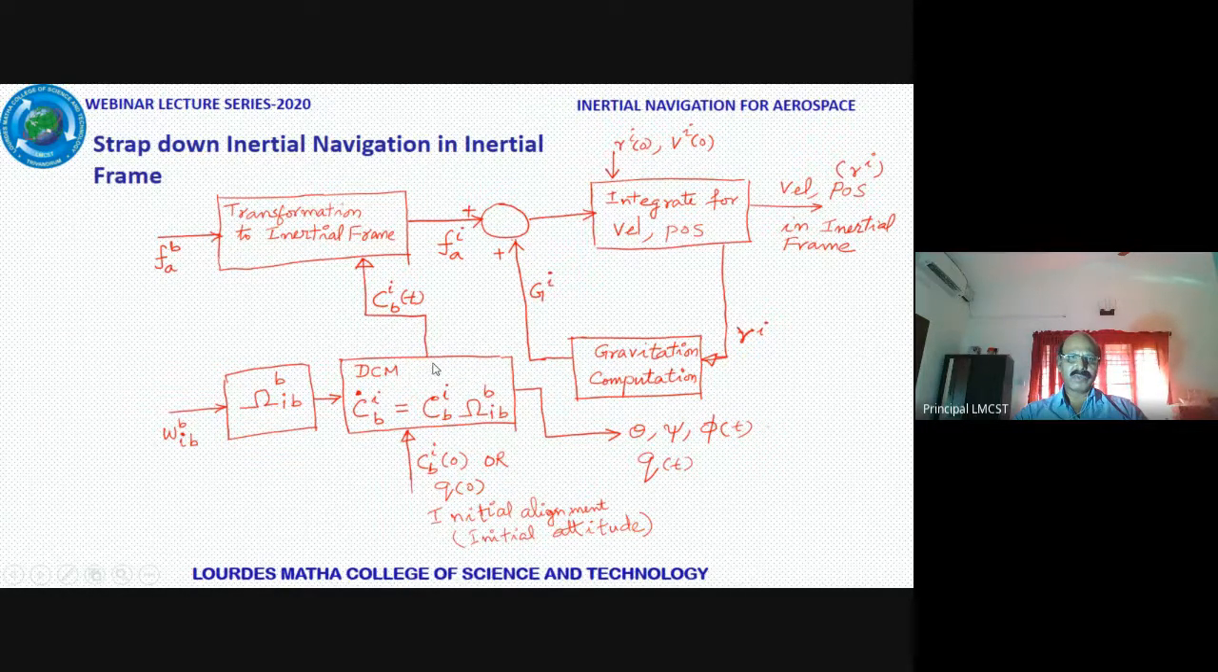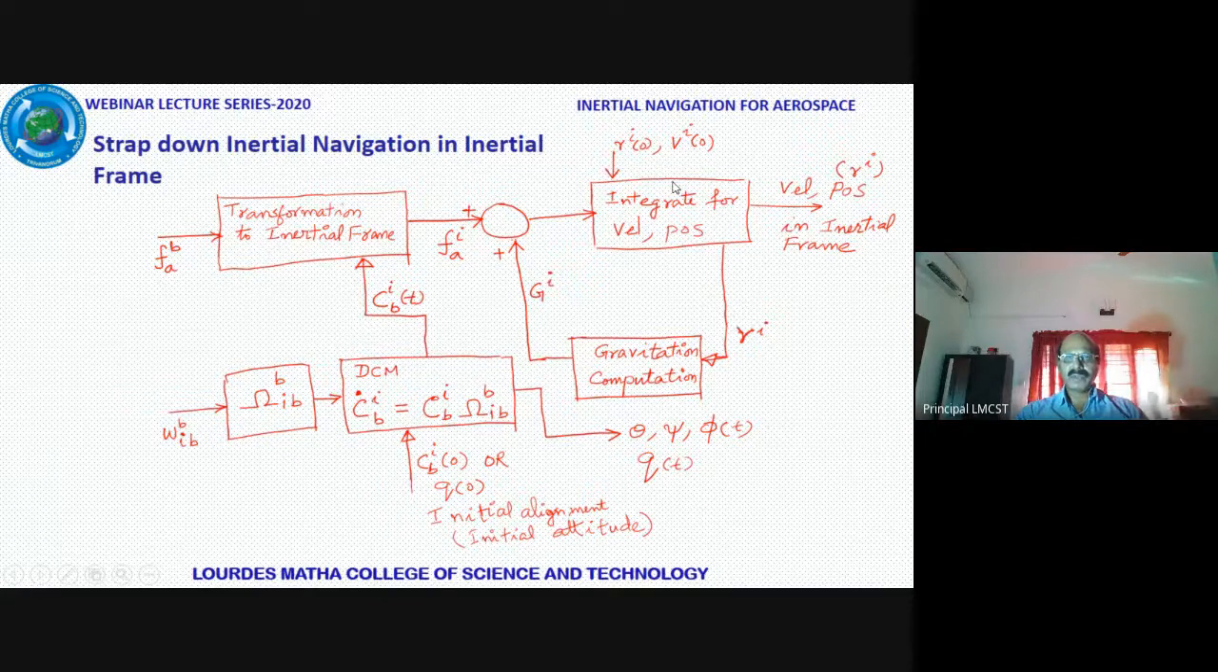From that, of course, you do some mechanization. This is not exactly the way it is done, but this is symbolic. So you get the CBI of t, and this is the accelerometer output, coordinatized in the body frame, and that is coming here. Using these two, you convert it into the measured acceleration in the inertial frame and put it like this, and then you take out the position, do the gravitation computation, get the gravitation vector, add them up, and integrate the net vector, and this is exactly what I said in the previous slide.